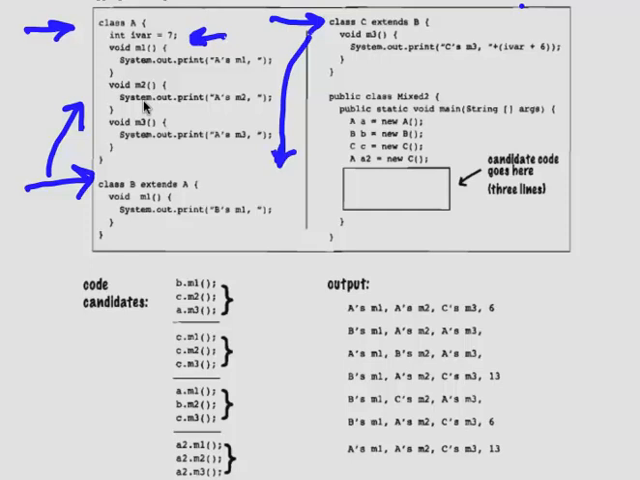Keep in mind, if there's a method that does not exist, for instance, C has only M3 here. If I need M1 and I say C.M1, for instance, if it's not here, it goes to the parent. If it doesn't have a parent, it goes to the grandparents, and so on.